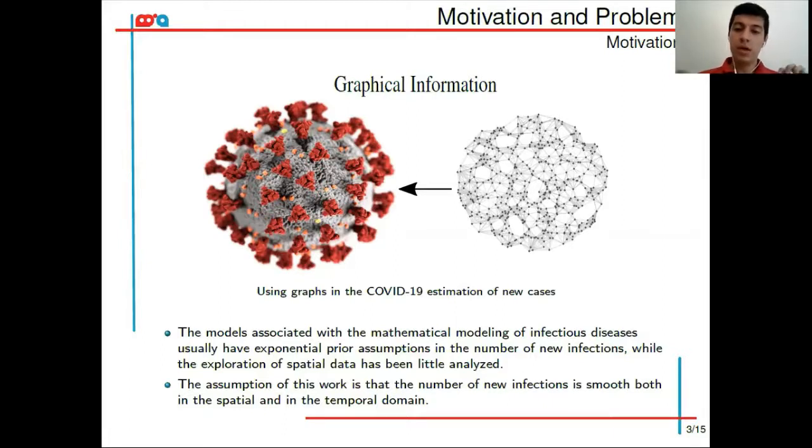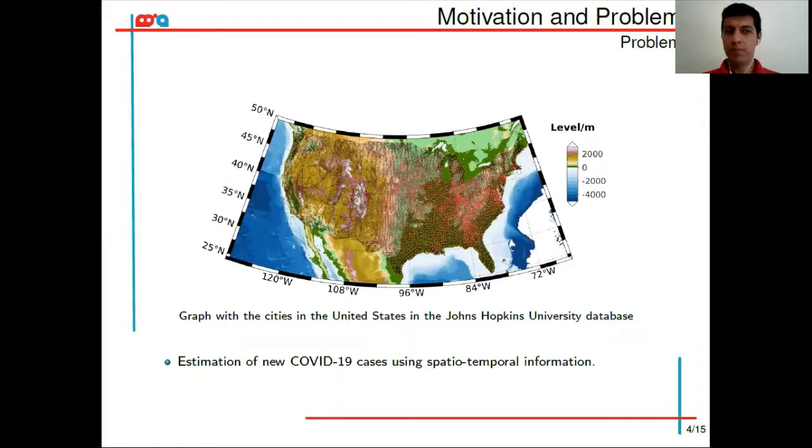Our prior assumption is that the number of new cases is smooth in the graph, in our case in the spatial domain, and is also smooth in time. Then basically, the problem is that we are going to try to estimate the number of new COVID-19 cases in some cities represented by nodes in the graph using spatiotemporal information.